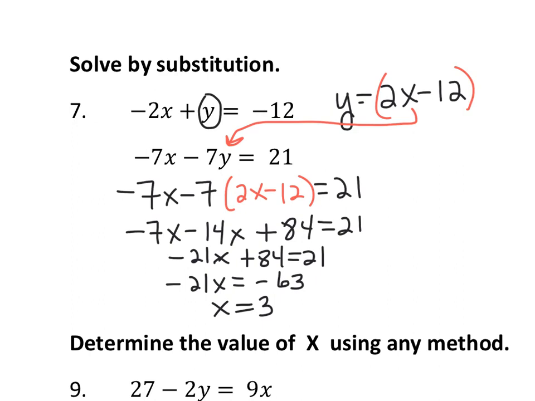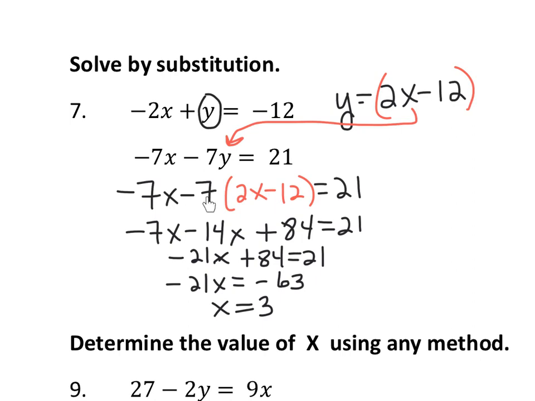Okay, so I have solved for y. I substituted this 2x minus 12 in for y in the second equation. I simplified this by combining the negative 7 with the 2x minus 12. I distributed this negative 7 through. Be very careful with all these negatives. You see all these negatives? Be very careful with that.